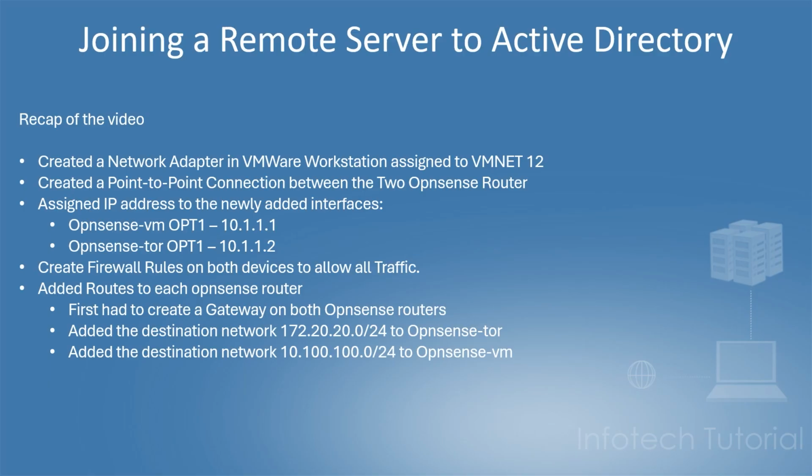For example, OpenSense-VM up1 interface is connected to OpenSense-TOR up1 interface. So OpenSense VM will send traffic whose destination is on the 10.100.100.0 network to the OpenSense-TOR up1 interface. And once you have your gateway configured, you can then add your route. So ensure you add your route on both sides of the routers. If you only add it on one side, your pings and your requests will not make it back from the other side of the router.